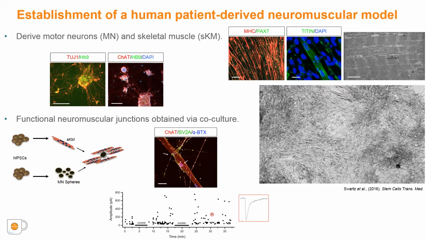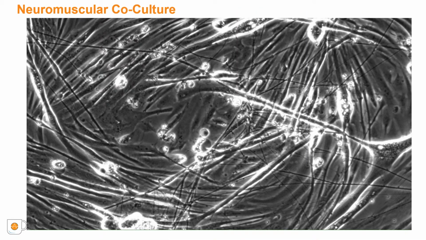Through patch clamp electrophysiology recordings, spontaneous activity could be abolished with the neuromuscular blocking agent curare, as shown at the bottom. An example of the co-culture is shown here, where multiple myotubes contract synchronously in response to spontaneous motor neuron firing, which resembles the formation of a motor unit in vitro.